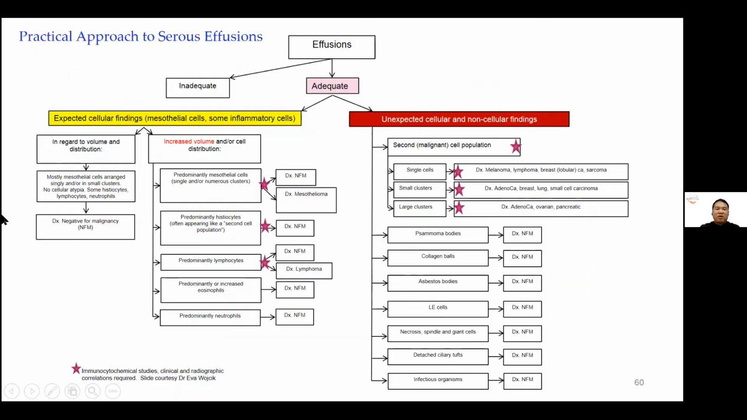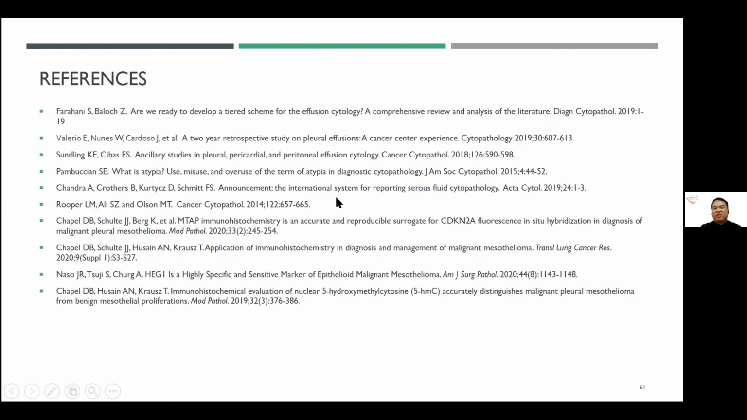And to close my talk, I will close with the practical approach for serous effusion. I want to thank Ava for providing this algorithm. When you read an effusion, the first step is to evaluate adequacy, and then to read the cellular findings. If there are unexpected cellular findings, we do something outstanding. If they are expected cells, we evaluate the volume and the cellular contents to classify them as negative or non-diagnostic. And then, thank you. My first talk is closed.